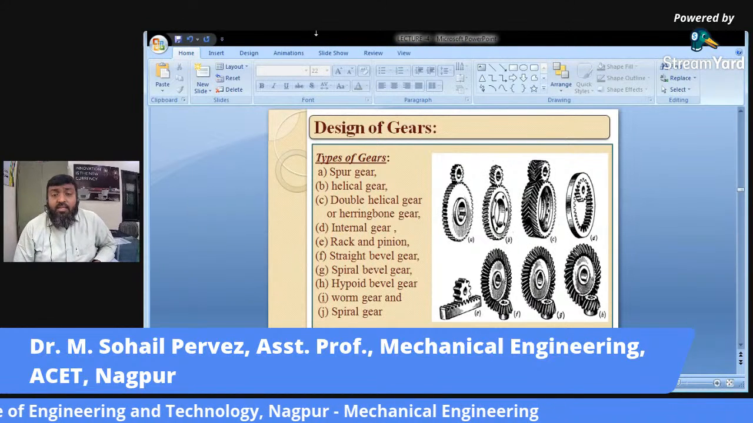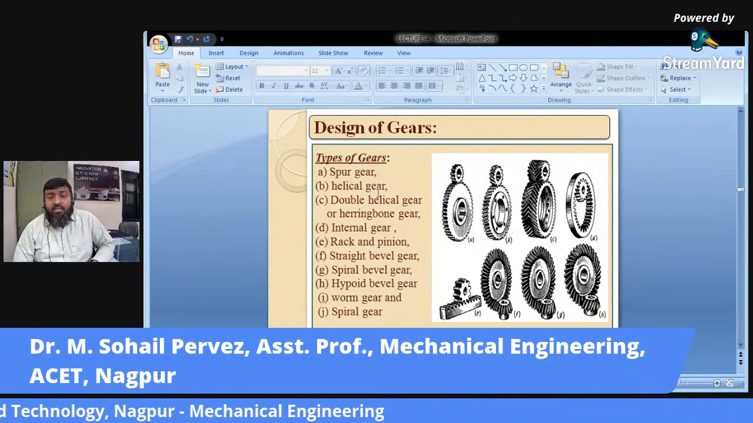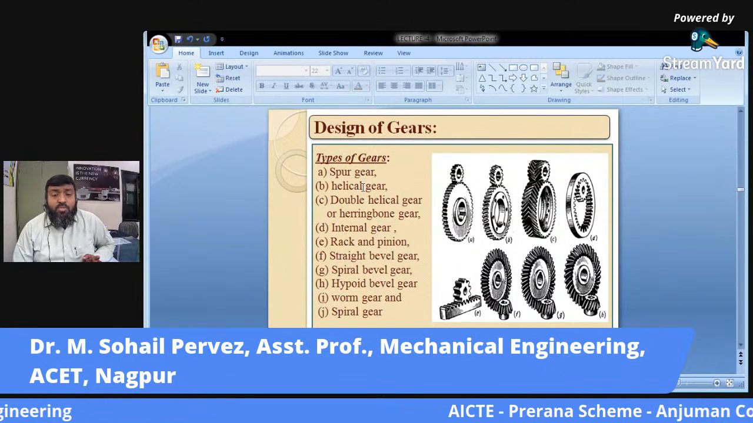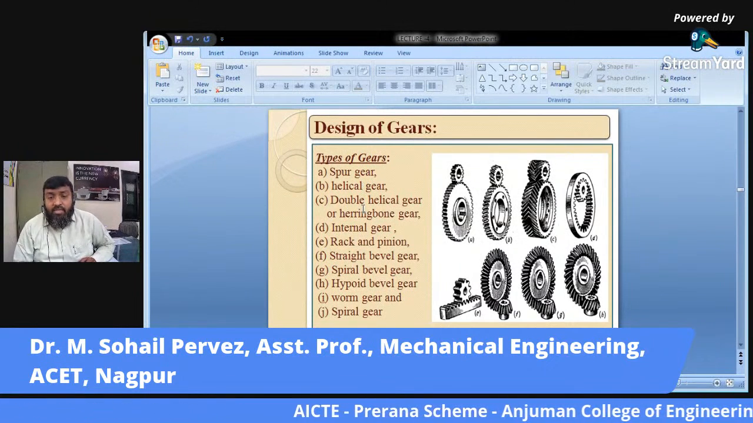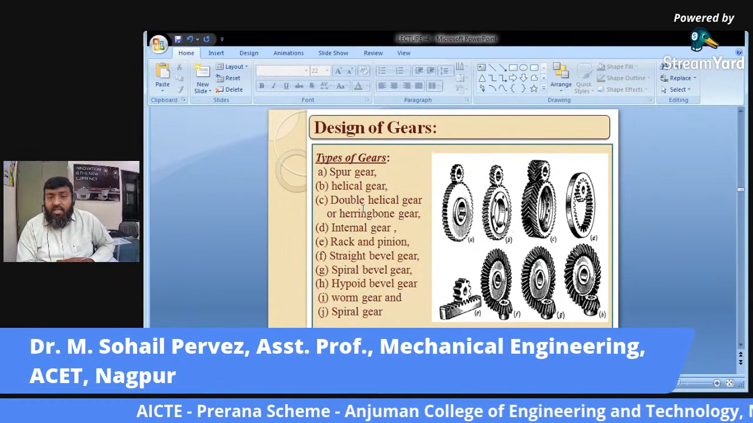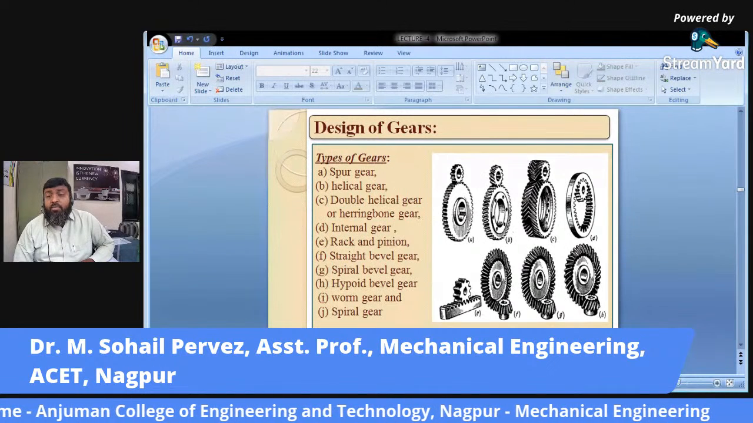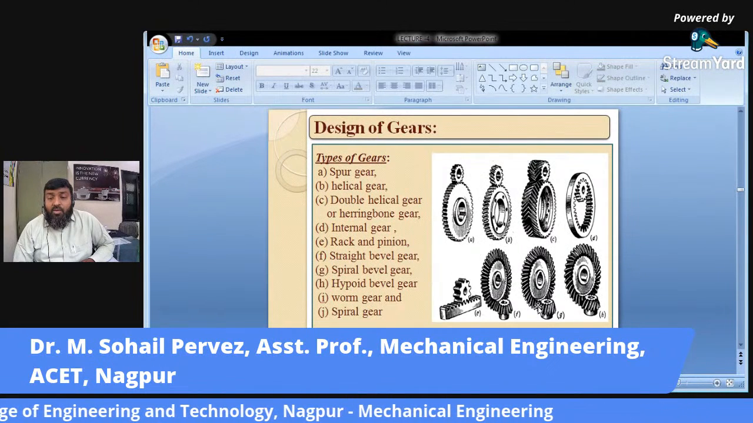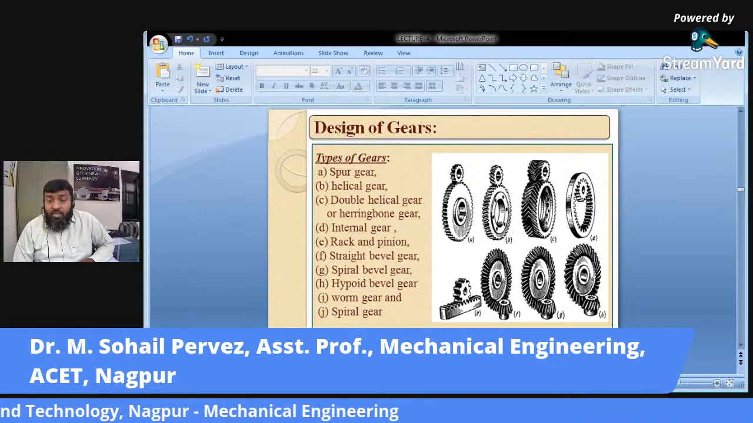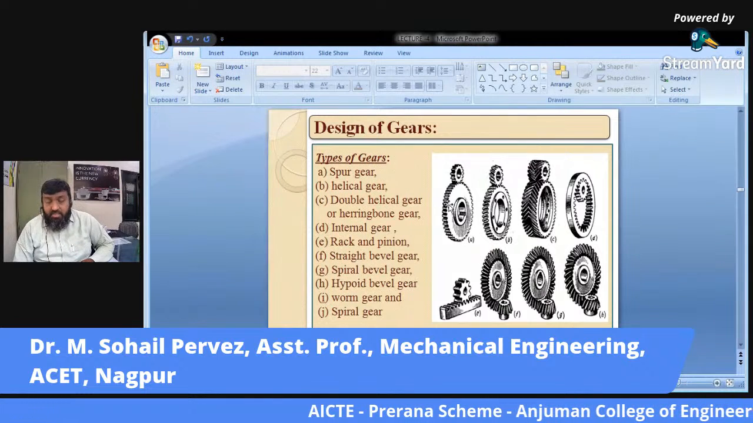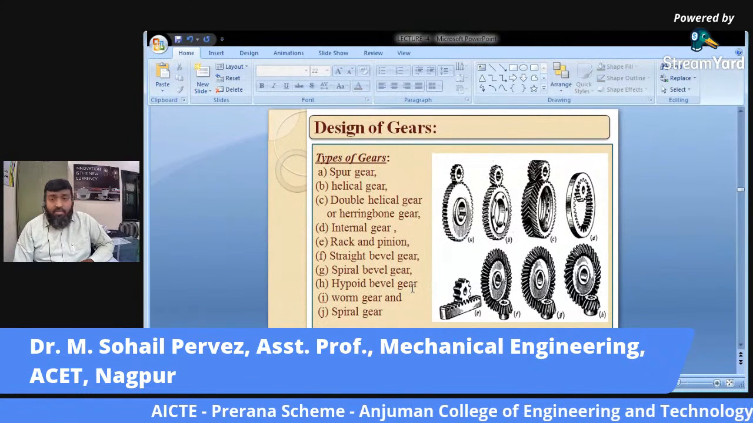Now as far as types of gears are concerned, spur and helical are the most widely used and designed, whereas there are a number of different gears, including worm and worm wheel. So this is how the gears will work. Next, you can see the diagram itself.